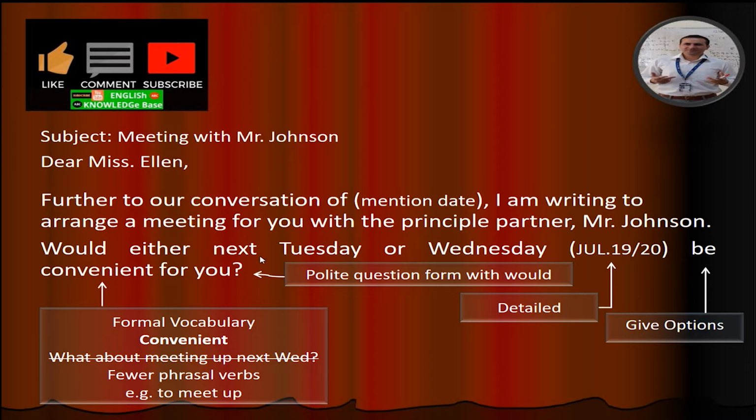Here, something more is added in this email. We ask a question very politely, with what? With either next Tuesday or Wednesday. Here we have the same dates, July 19 or 20. Maybe Tuesday the 19th and Wednesday the 20th. So here we have a detail, and be convenient for you. And here we have the options. We give options to the second person. And here we use formal vocabulary like convenient.